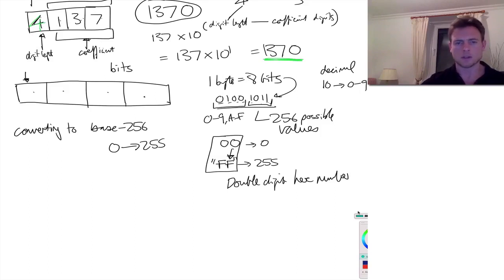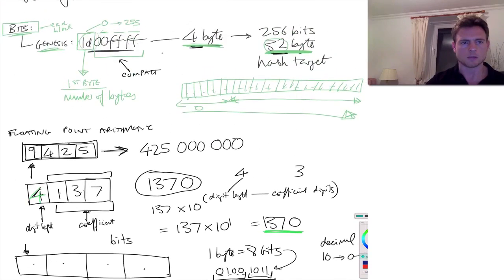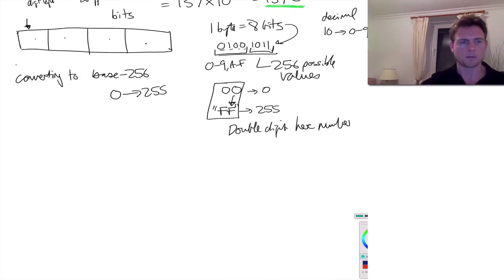So in the case of our Genesis block, which if I scroll up a second, the first byte was 1D, then the second byte was 00, the third byte was FF, and the fourth byte was FF. So let's break that down.